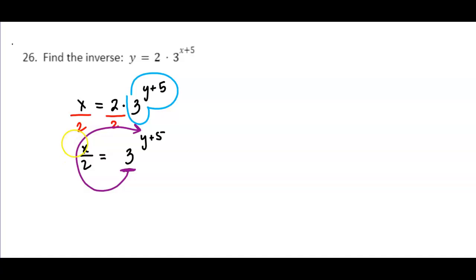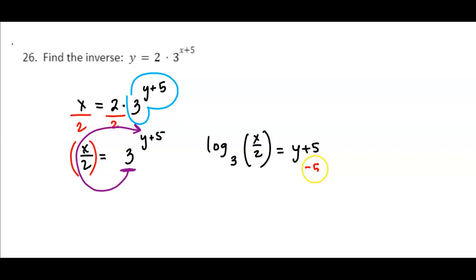Remember, the x over 2 travels together. So again, that's log base 3 of x over 2 equals y plus 5. Last step to solve for y is to move that 5. So we're going to subtract 5 from both sides. So we've got log base 3 of x over 2 minus 5 equals y, which is our inverse.